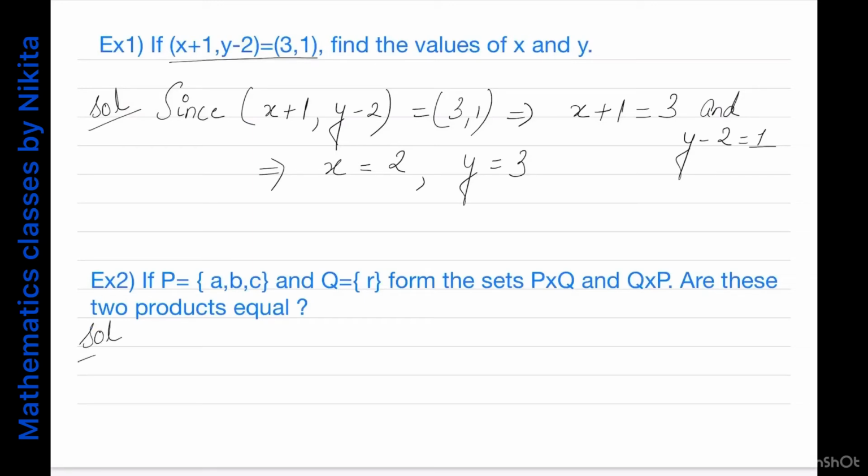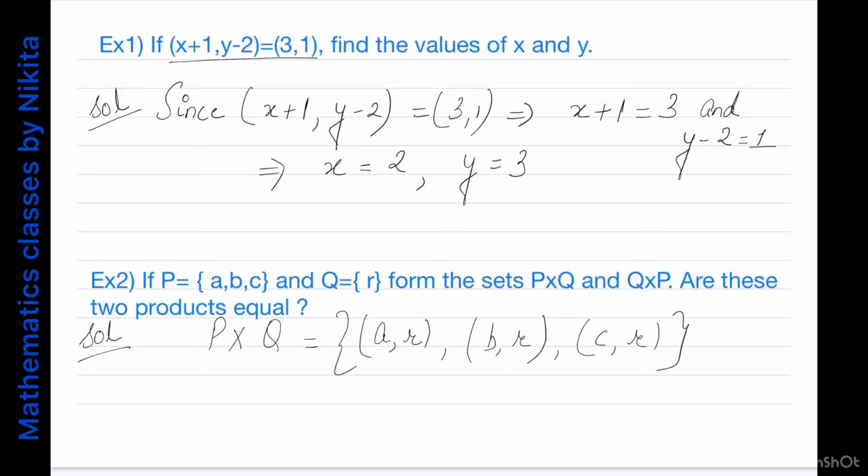So first let us find what is P cross Q. P cross Q means you have to associate each element of P with each element of Q. So we will be having the elements of the form A comma R, then B comma R, and then C comma R. And you can find how many elements will be there. P cross Q will be having how many elements? Number of elements in P are 3 and number of elements in Q is 1. So therefore 3 into 1 means 3 elements are there.